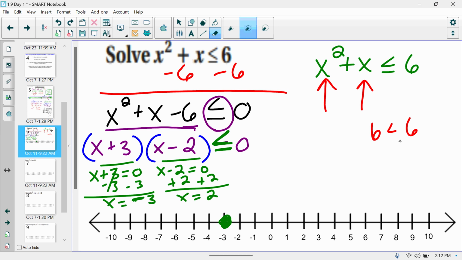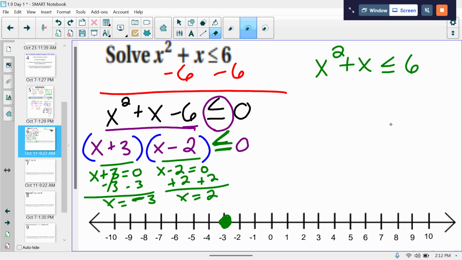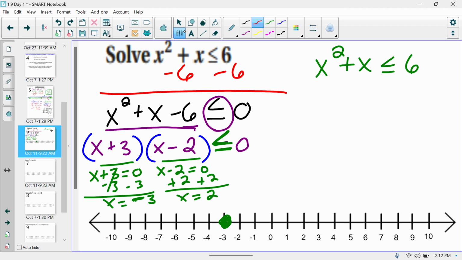If it just says 6 is less than 6. But since it's 6 is less than or equal to, then it works, okay? So that's why we fill it in. 2 would also be part of the solution set, so we're actually going to fill it in, okay?